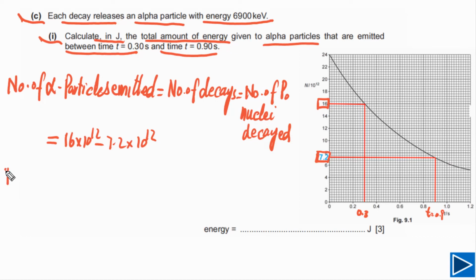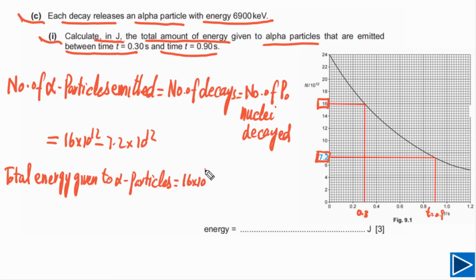Now we need to find the total energy given to alpha particles. The total energy given to alpha particles is equal to the number of alpha particles times the energy released in one decay, or the energy given to an alpha particle in one decay. So simply we can write 16 times 10 to the 12 minus 7.2 times 10 to the 12. We have to multiply this by the energy given to an alpha particle in one decay, that is equal to 6900 kilo electron volts.